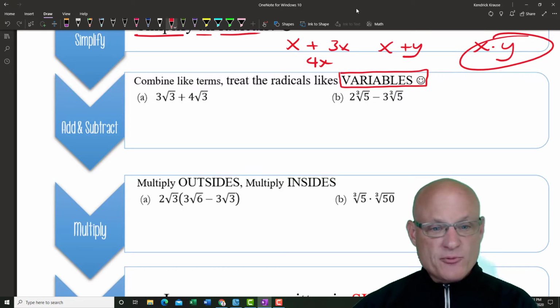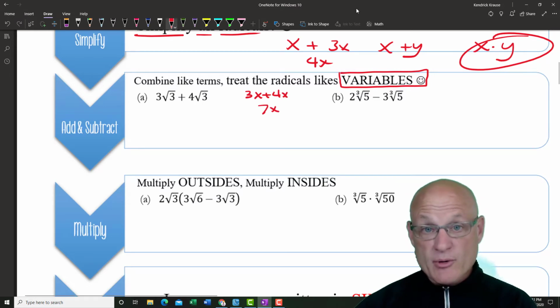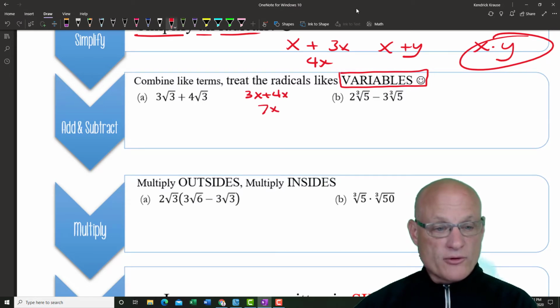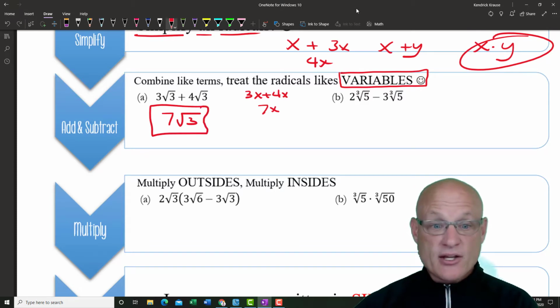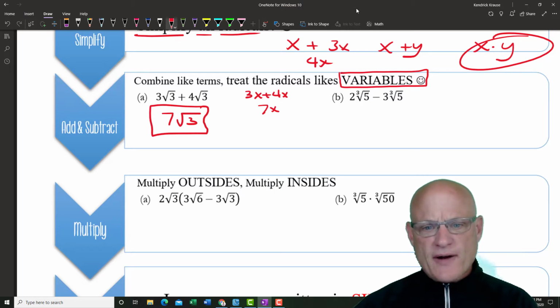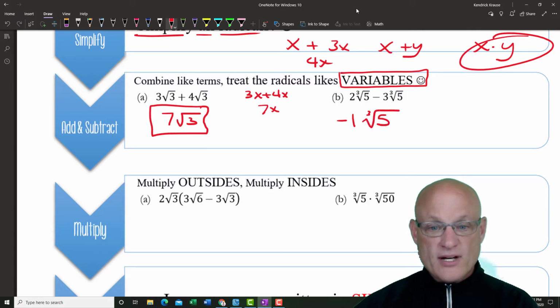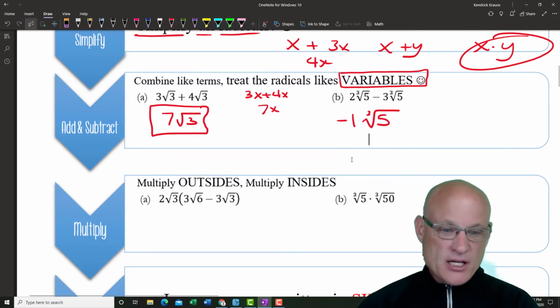If this was 3x plus 4x here, you'd be like, oh, that's just 7x. Same thing with radicals. 3 square roots of 3 plus 4 square roots of 3 is 7 square roots of 3. Just like the variable's not going to change when you're adding and subtracting, the radical doesn't change either. 2 cube roots of 5 minus 3 cube roots of 5 is negative 1 cube root of 5. Just treat them exactly the same way.